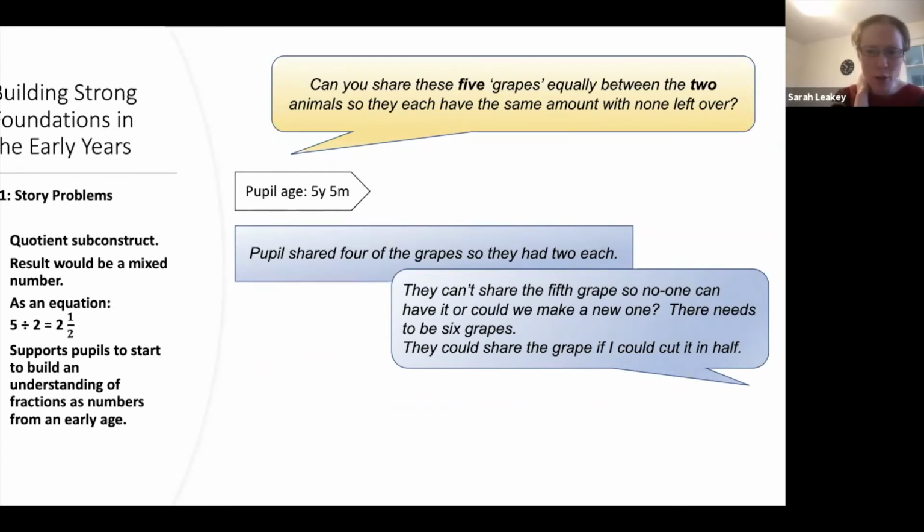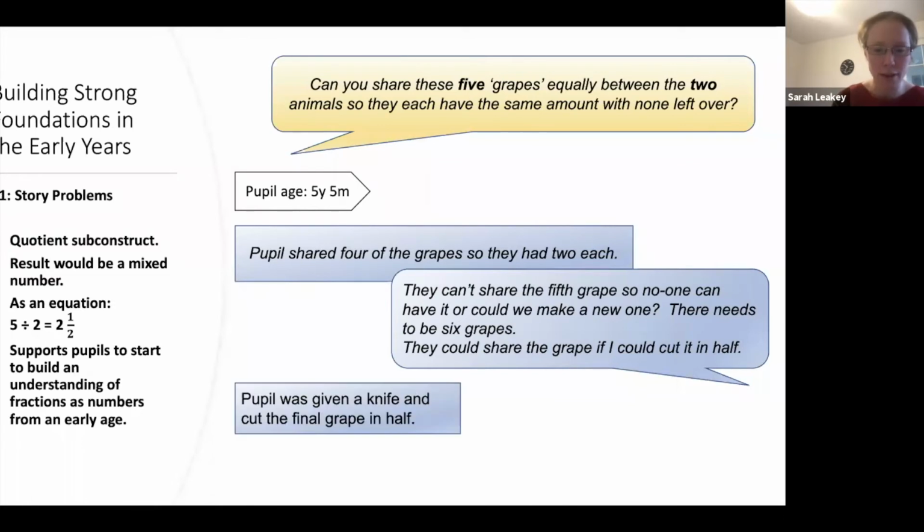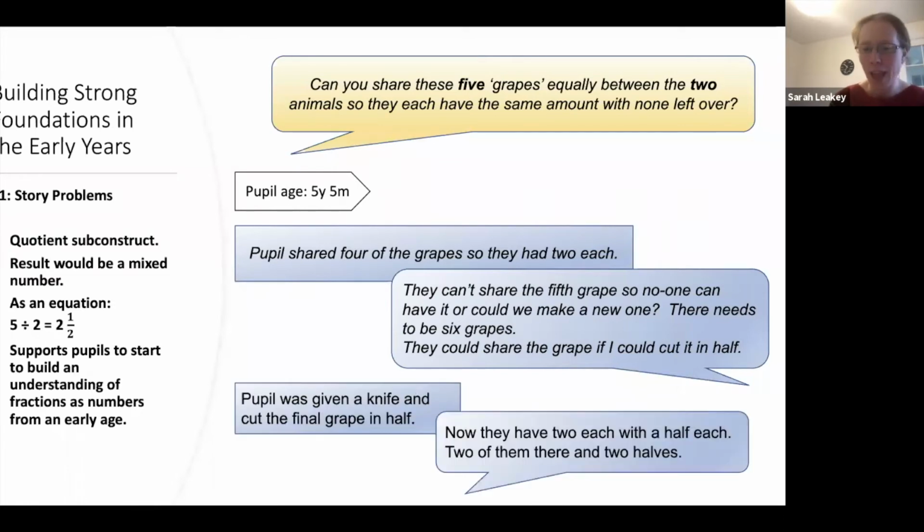Or could we make a new one? There needs to be 6 grapes. They could share the grape if I could cut it in half, at which point they were given a knife. And then they said, now they each have 2 each and a half each. 2 of them there and 2 halves.